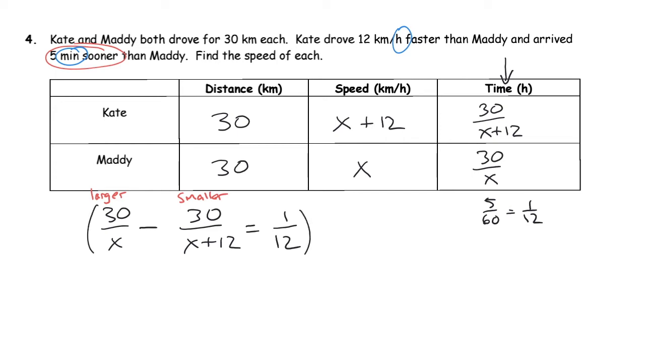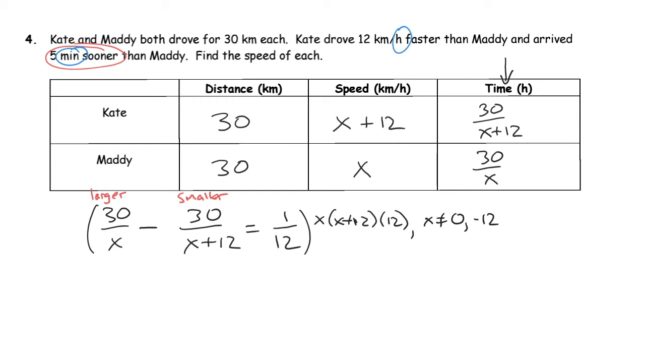Now we are going to multiply by that common denominator here, which in this case is going to be x plus 12, and then 12, with the stipulation that x cannot be 0 or negative 12. And actually that makes perfect sense. It doesn't make sense for Maddie to be standing still, and it doesn't make sense for her to be going backwards 12 kilometers an hour.